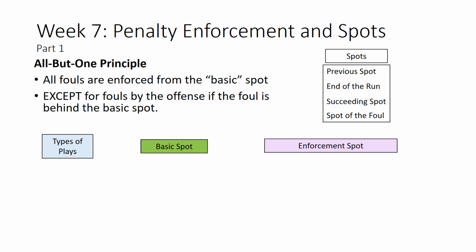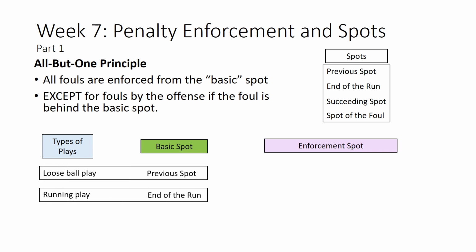Well, it depends on the type of play, so that's why we need to start there. The two types of plays we have are a loose ball play and a running play. For each of these types of plays, there is a prescribed basic spot. The basic spot, the point of reference for a loose ball play, is the previous spot, and the basic spot for a running play is the end of the run. This will always be the case.